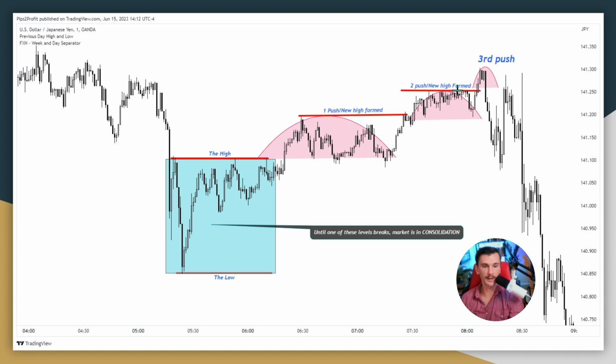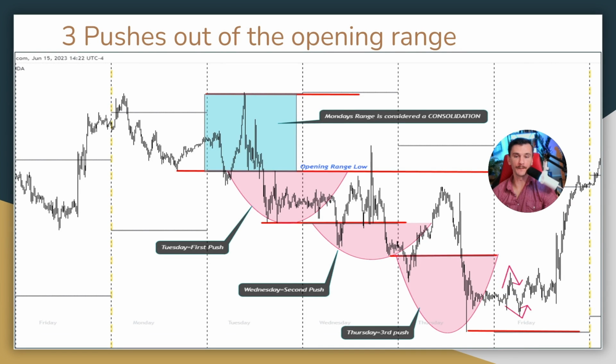We're making higher highs and higher lows, pulling back. We make a lower low. They pull back in 3 pushes and give me an opportunity for entry. Fantastic. Another example of how the market comes out of consolidation.